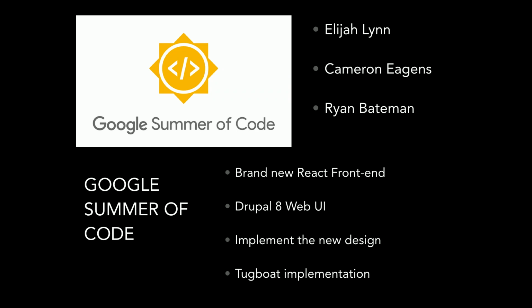The next thing is Google Summer of Code. We submitted a Google Summer of Code project. We identified 3 people that would help move the Drupal 8 system forward as mentors with myself. So Elijah Cameron Egan's and Ryan Bateman, who is a coworker of mine who does a lot with React. And we're going to take that wireframe that we did and the new designs that we have in the Drupal 8 system, and we're going to build a brand new React front end on top of it. Pull all of the stuff on the fly. It's going to be really cool.